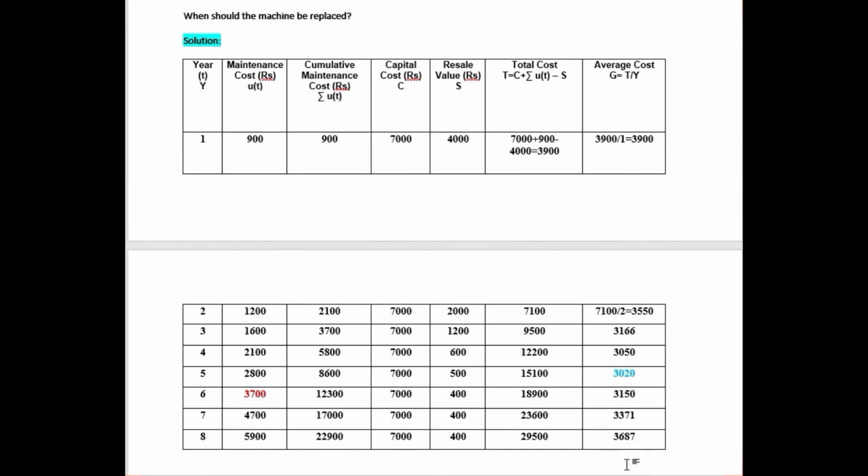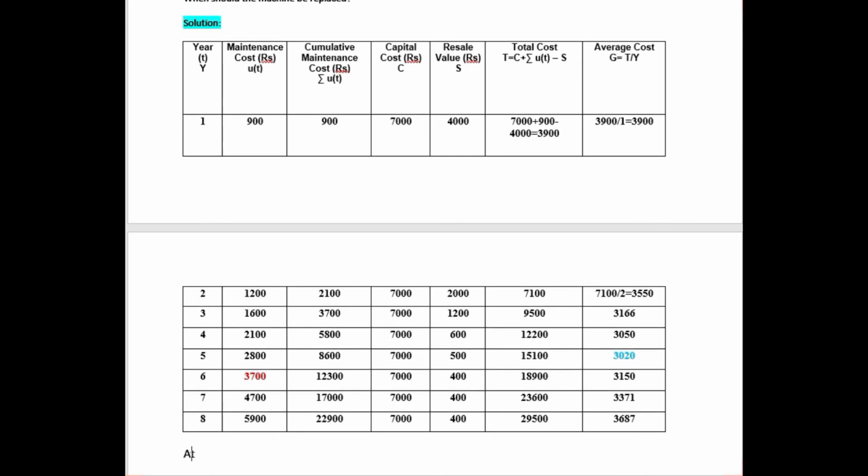So the answer is, at the end of fifth year, the machine has to be replaced by a new one. Okay, so this is the answer for this problem.